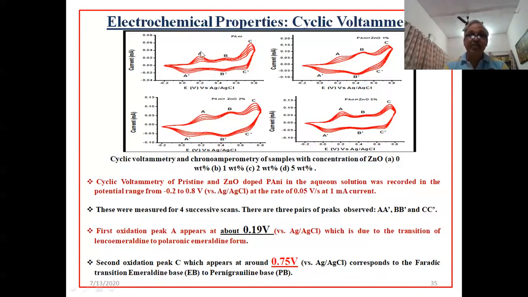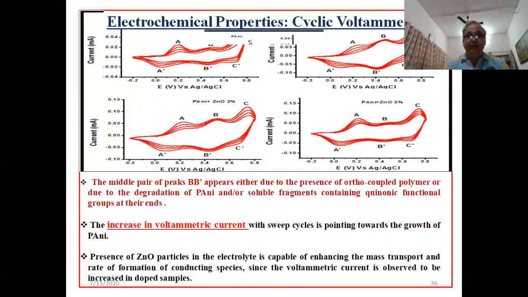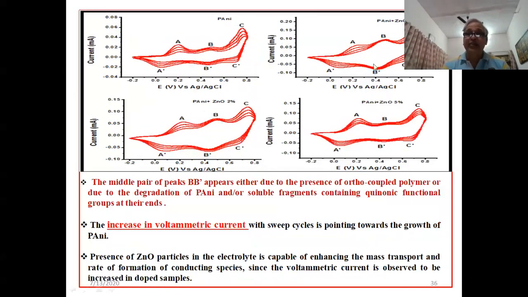The first oxidation peak A appears at 0.19 volt, which is due to the transition of leucoemeraldine to polyaniline emeraldine form. And the second oxidation peak C appears at 0.75 volt, corresponding to the transition of emeraldine base to polyaniline base. Here we see that the area of this increases as we dope the ZnO.